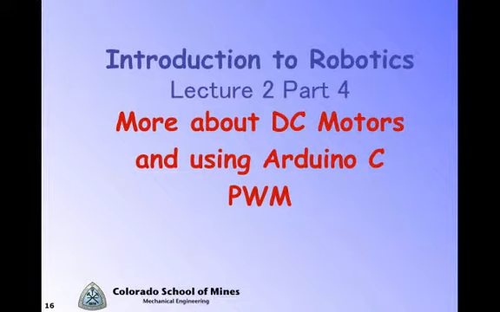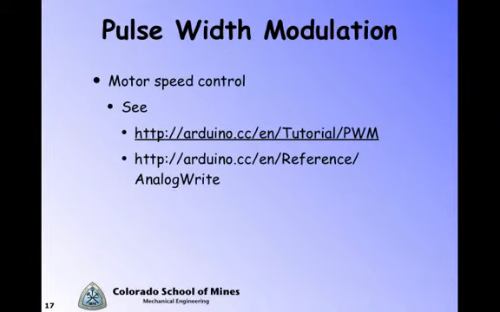This is Lecture 2, Part 4, and in this part of Lecture 2 we're going to talk about pulse width modulation, which is the way we control the velocity of motors, the rotation speed, and a couple of different configurations of external switches that can be used to turn the motors on and off in conjunction with your Arduino software. So let's get started. First, let's talk about pulse width modulation.